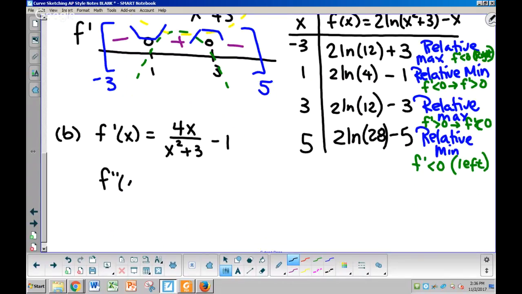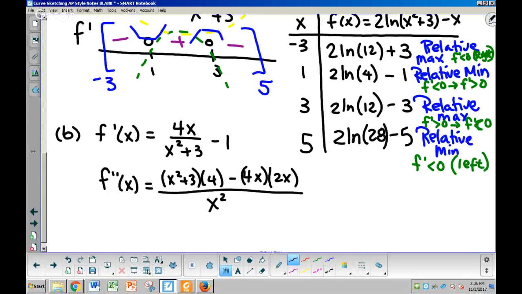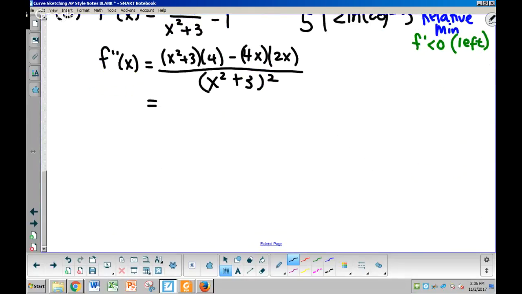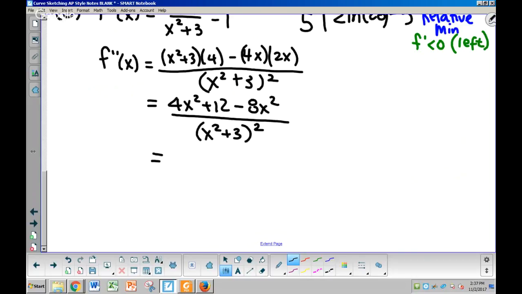So f double prime of x is equal to ho, x squared plus 3, times d high, which is 4, minus high, which is 4x, times d ho, 2x, all over ho squared, x squared plus 3 quantity squared. Simplifying the numerator, 4x squared plus 12 minus 8x squared, all over x squared plus 3 quantity squared. So what happens now? We get 12 minus 4x squared, good, all over x squared plus 3 quantity squared.